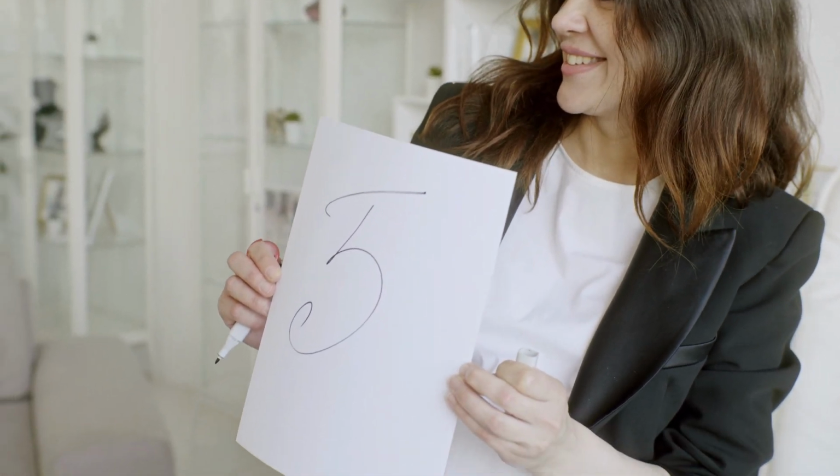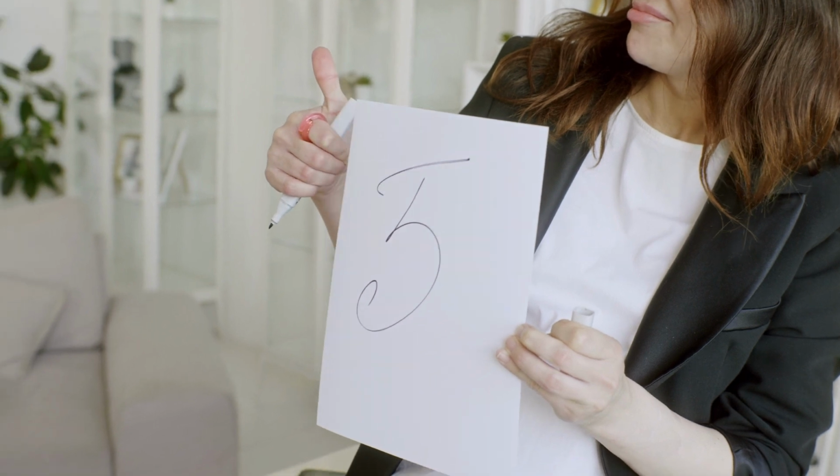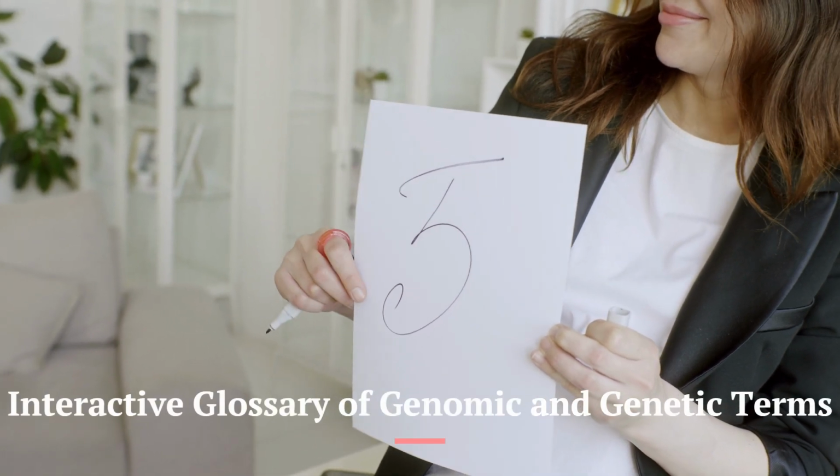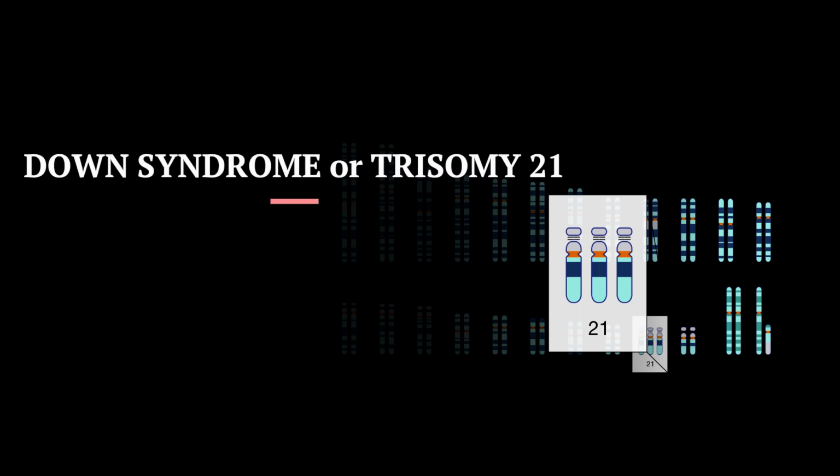Today, we are continuing our learning journey about the Interactive Glossary of Genomic and Genetic Terms. And our motto is 5 terms at a time, keep the learning in the mind. The first term of today is Down syndrome or trisomy 21.